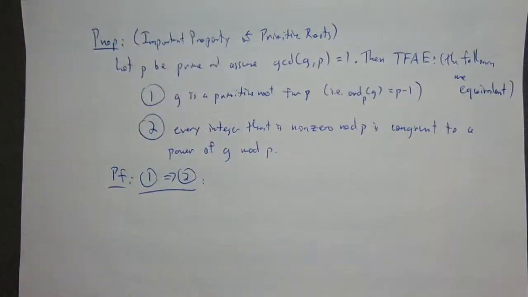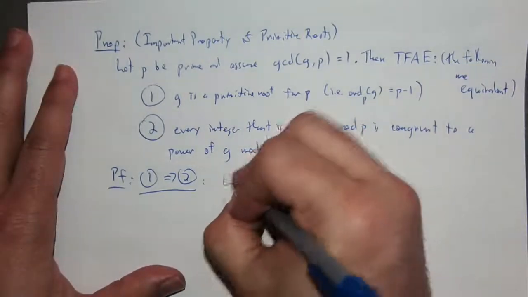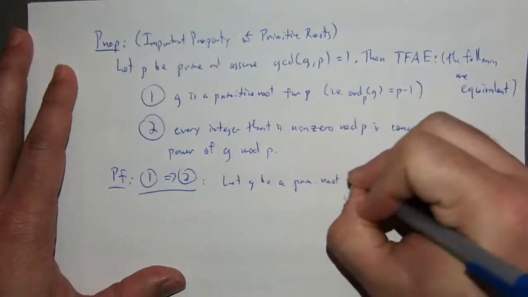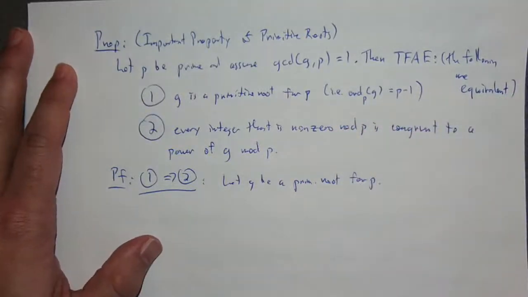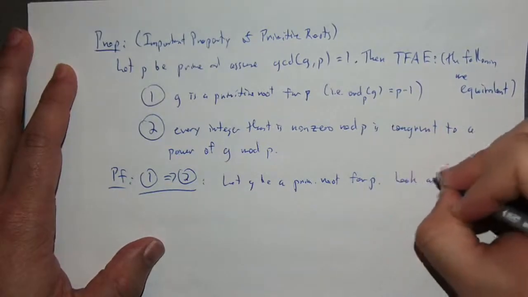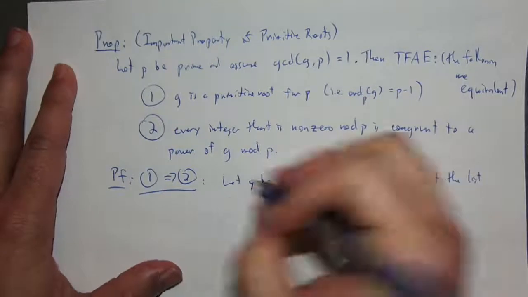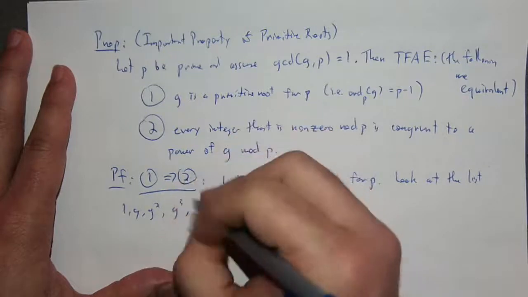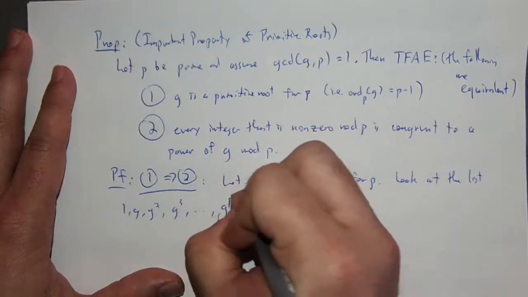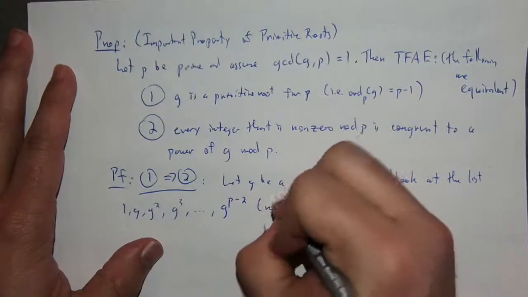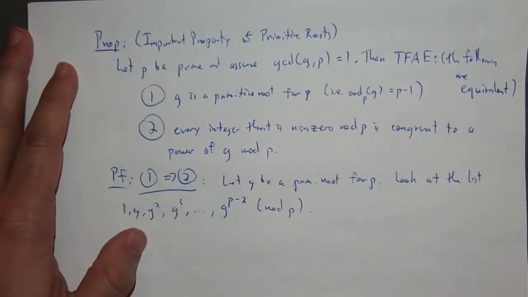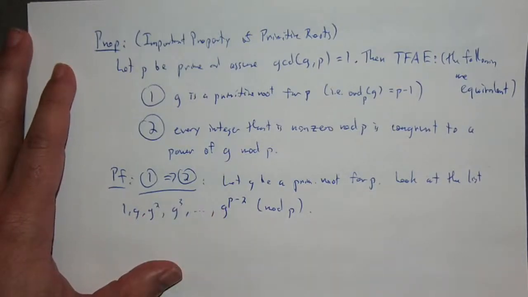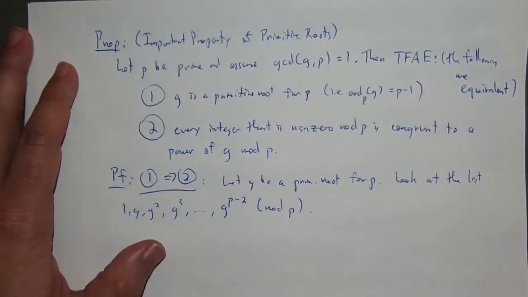Okay, so to show that 1 implies 2, what do I do? So let G be a primitive root for P. Okay, then look at the list 1, G, G squared, G cubed, all the way up to G to the P minus 2, mod P. Since G is a primitive root for P, we know that G to the P minus 1 is congruent to 1, so it starts over when you raise G to the P minus 1. So this is the list you get, right?